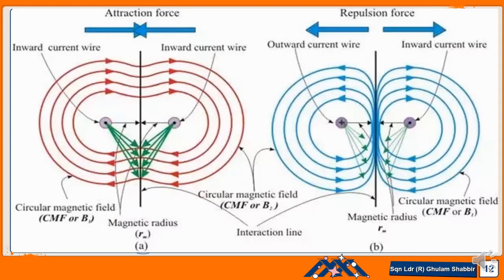But in the case of pattern B, it will be felt that the two wires are repelling each other. Basically the wires are not repelling by themselves, but it is due to the interaction of the two magnetic fields due to the current in the two wires. In pattern B, there will be a strong magnetic field inside the area between the two wires, and this strong magnetic field will push the wires outward, showing that the two wires are repelling each other.